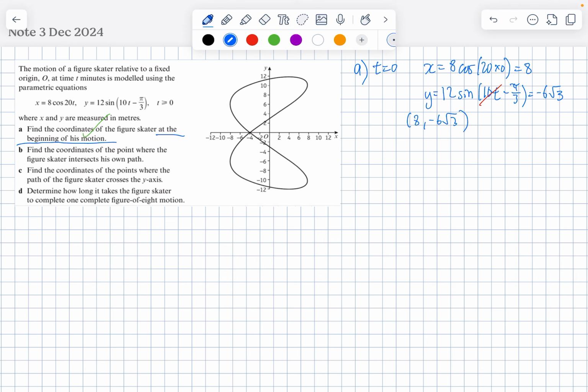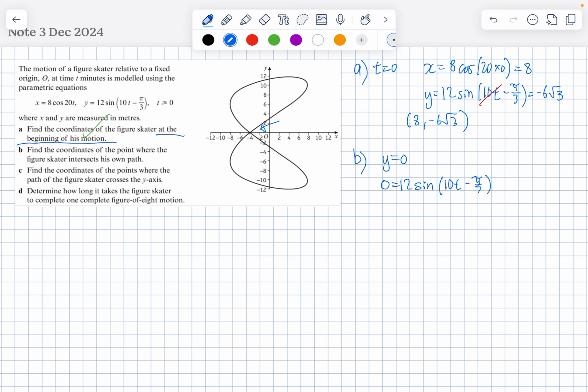Okay, now B. Find the coordinates of the point where the figure skater intersects his own path. So if we look at the picture, we can see the point where it intersects is on the x-axis. And if that's on the x-axis, then we know that y is equal to 0. So that means that 0 equals 12 sine 10t minus pi over 3.